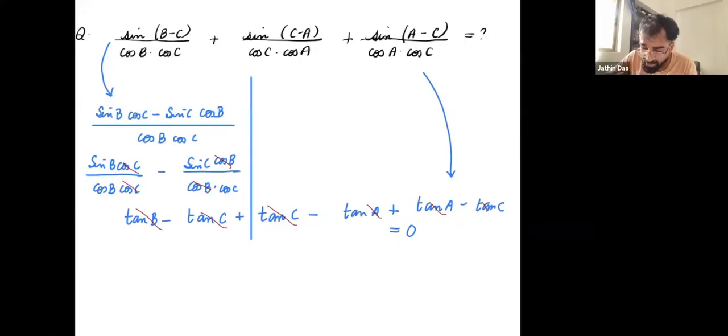Did I write A minus C? Oh. Okay, this is cyclic. Sorry, here B should come. Okay, then you are right, because I wanted it cyclic, and that's why I was thinking it was cyclic.